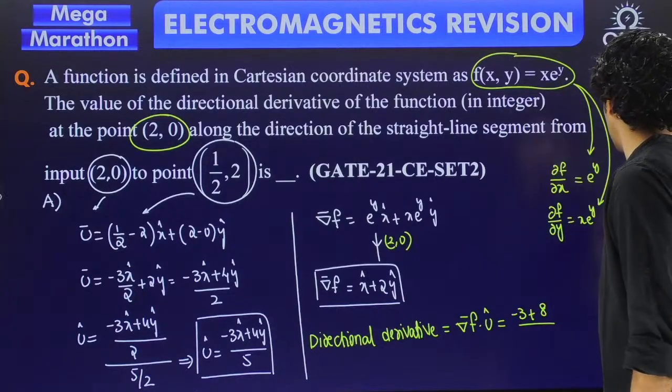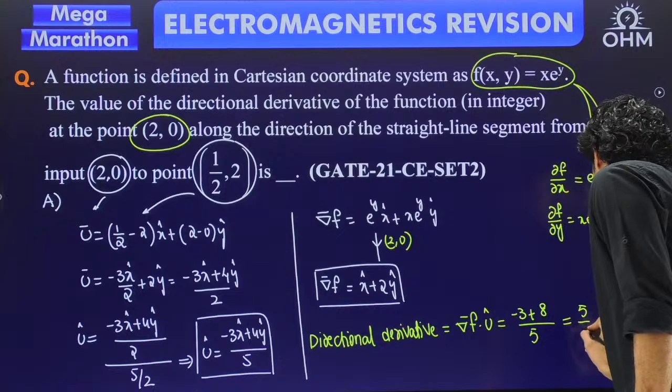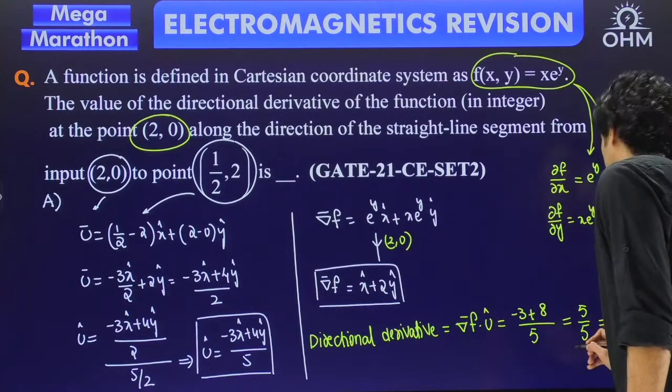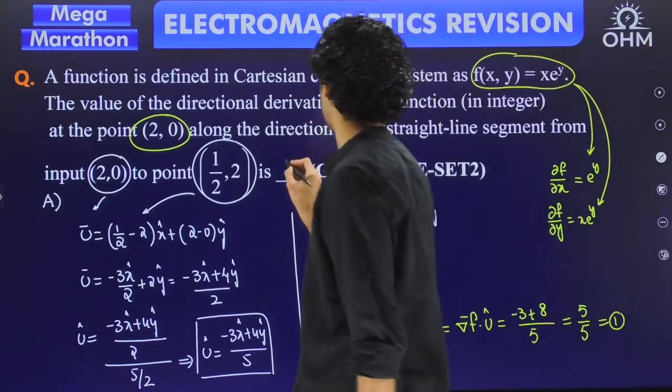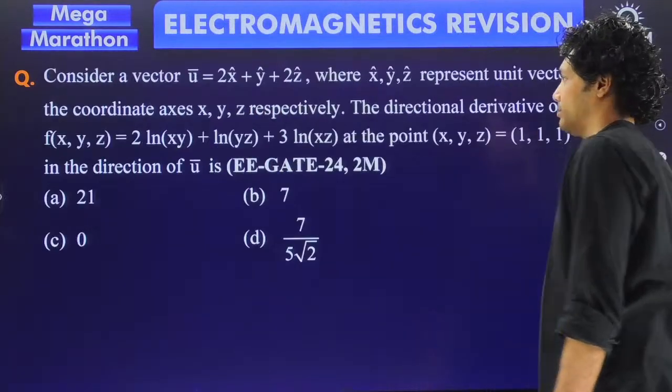Now, what is the answer? So 8 minus 5 is nothing but 5 by 5. Overall, the value is nothing but 1. Okay, so in this case, it's a pretty recent question. In fact, the answer is nothing but 1.